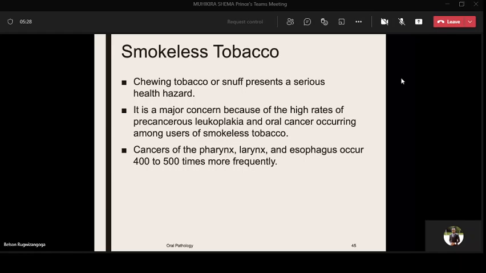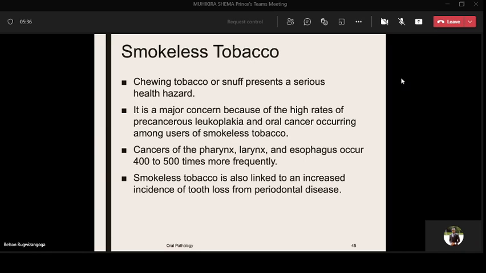Smokeless tobacco is also linked with an increased incidence of tooth loss from periodontal diseases. They used to have abscesses and other diseases around the roots of the teeth.